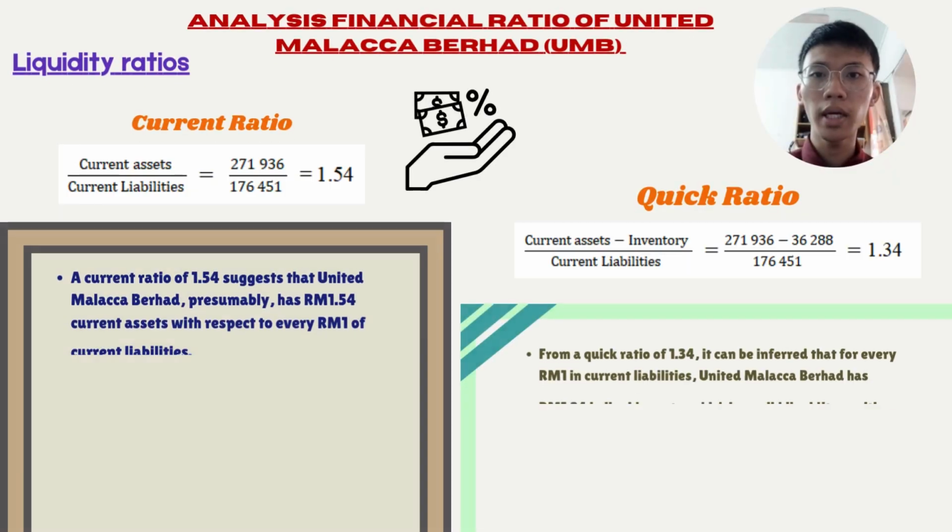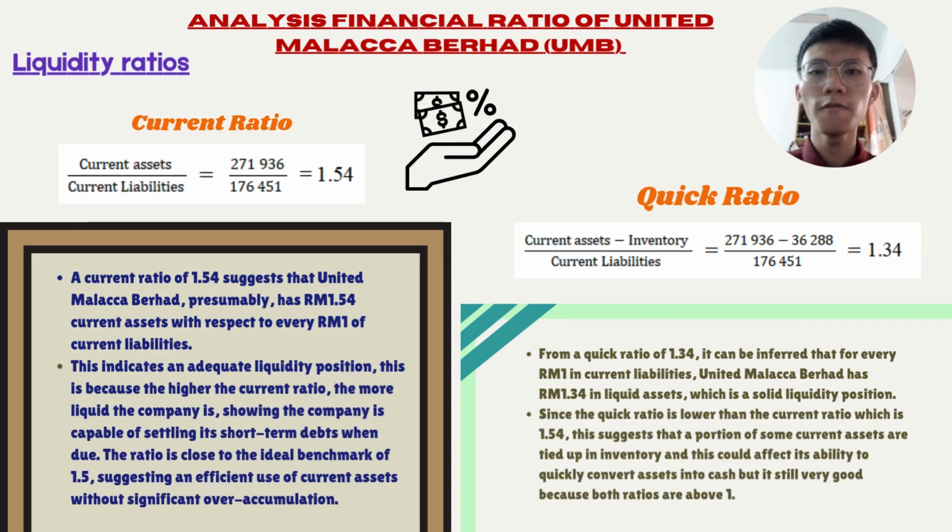Thank you, Tan Jimin. My name is Liu Kwanju. My matric number is 304601. Today, I will continue with the analysis of financial ratios of United Malacca Berhad, UMB.